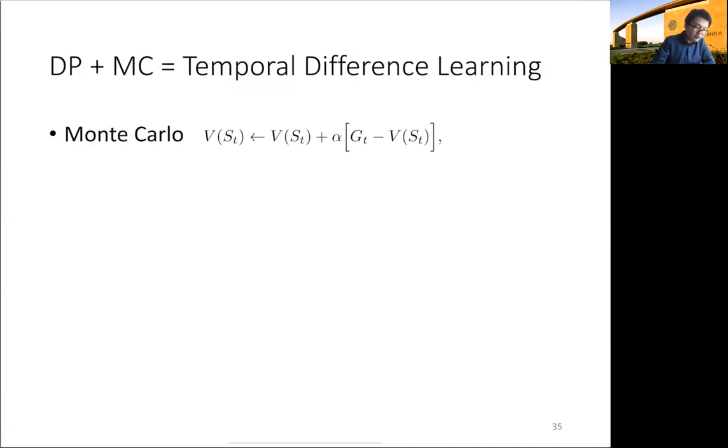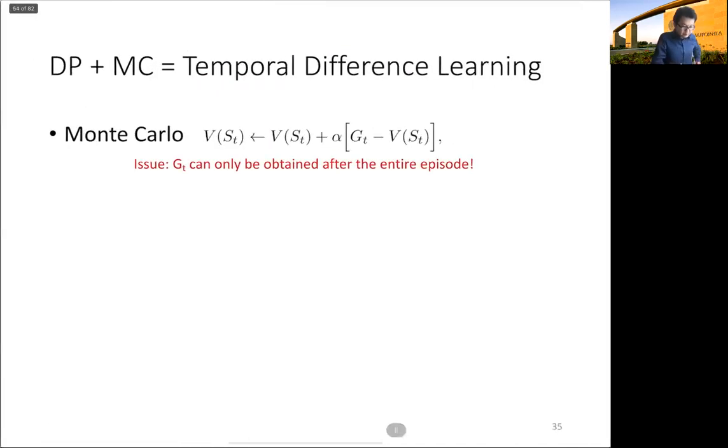So we shouldn't expect it to work very well in practice in terms of statistical efficiency. The idea is then to combine the dynamic programming approach with the Monte Carlo approach and come up with an incremental update algorithm called temporal difference learning. So the Monte Carlo approach looks like this.